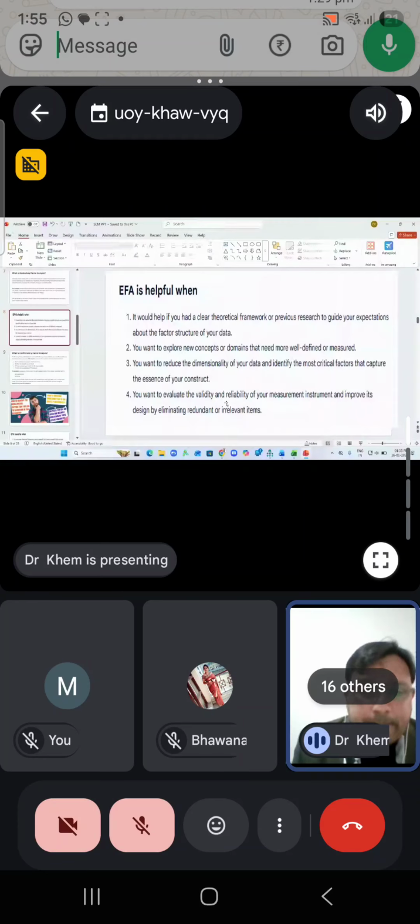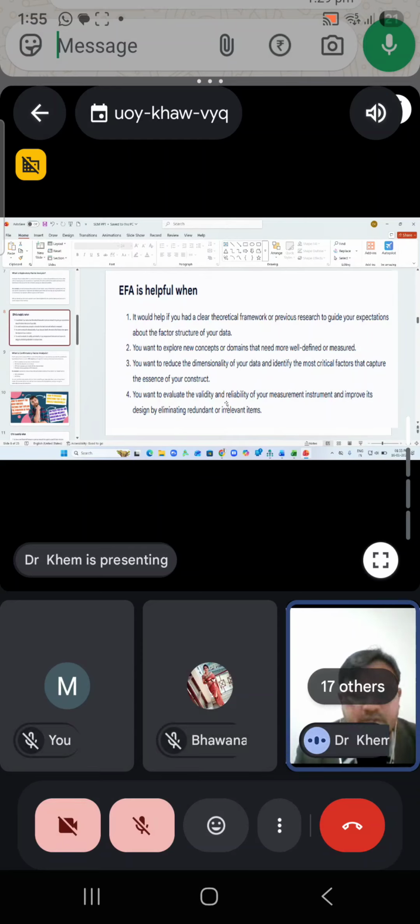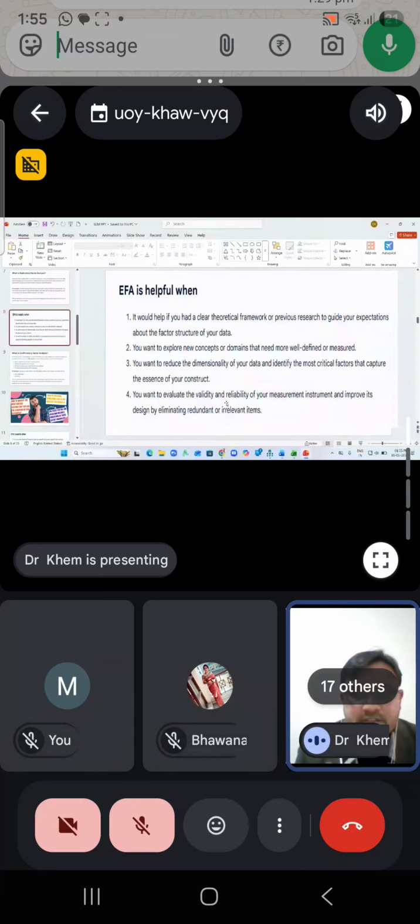Second is validity. Validity means whether the 30 statements are actually measuring what you want to measure. Validity means this: whether the 30 statements actually measure the purchase intention or not. We need to find out this.